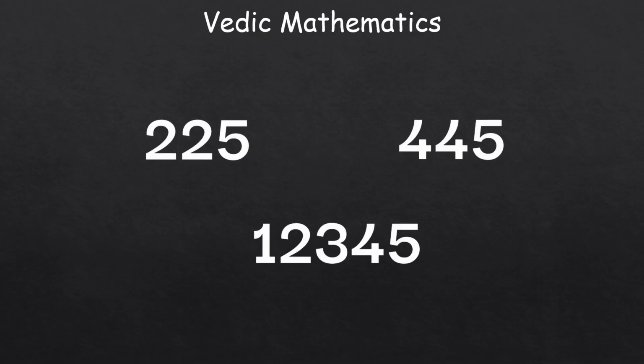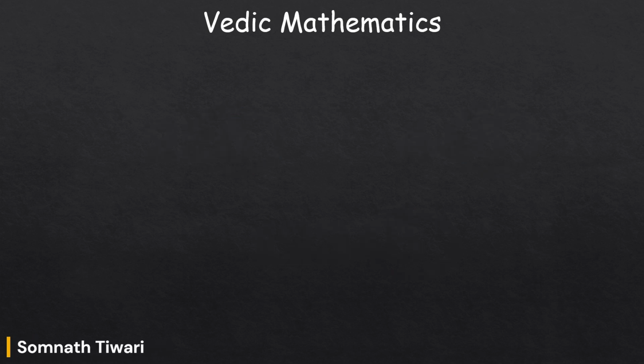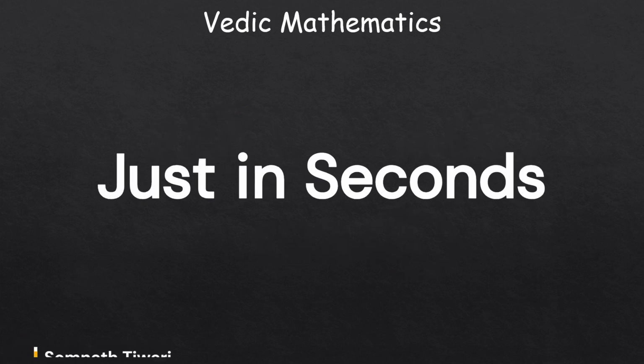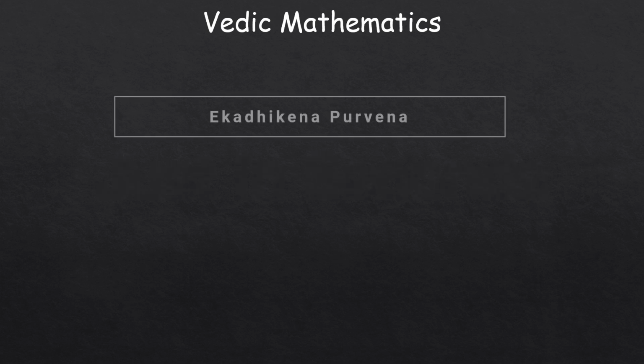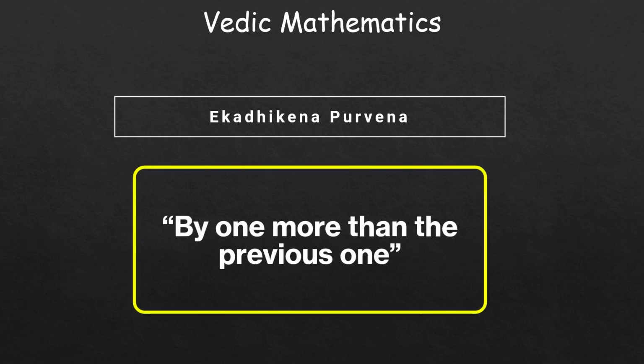Do you know how easy it is to get the square of any number which ends with 5? Let me tell you, this is so easy, you can do it in just seconds. In Vedic mathematics, we have the formula of Ekadhikena Purvena, which just says: by one more than the previous one.